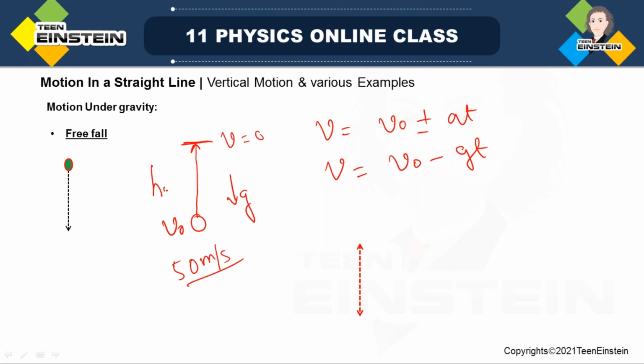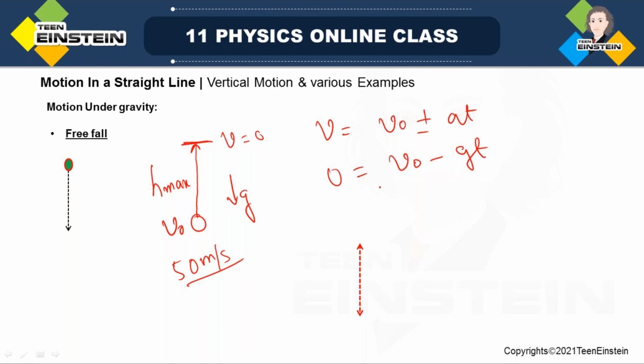When it reaches a maximum height, h max, the final velocity is going to be zero. It is not going to go further upward. So that is the concept of maximum height. The concept is that the final velocity at that maximum height will be zero.